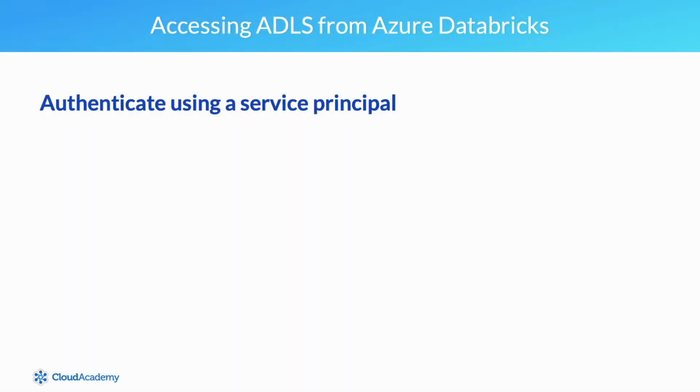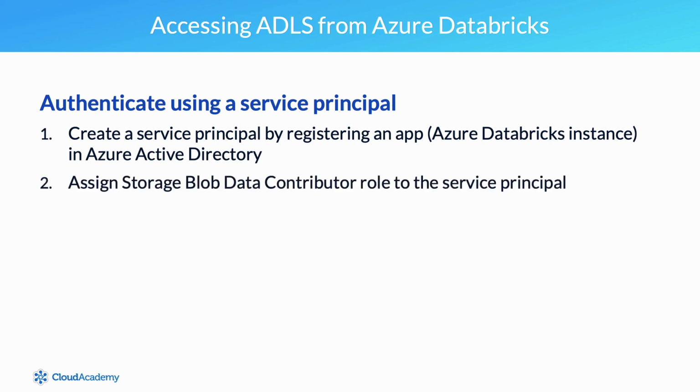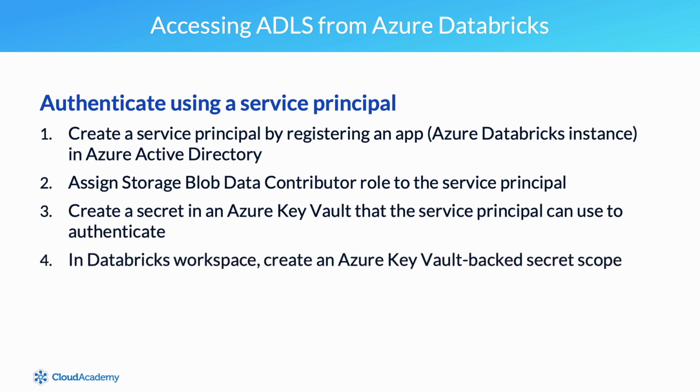Before we move on to the next lesson, I'll give you a quick outline of how you would authenticate using a service principal instead of credential pass-through. First, create a service principal by registering an app in Azure Active Directory. The app in this case means your Databricks instance. Then go to your file system and assign the storage blob data contributor role to the service principal. Next, create a secret in an Azure Key Vault that the service principal can use to authenticate. Then in your Databricks workspace, create an Azure Key Vault-backed secret scope.